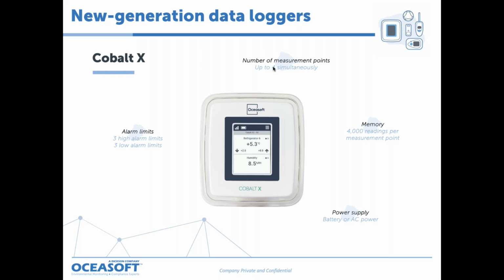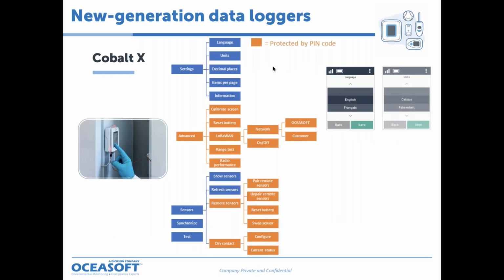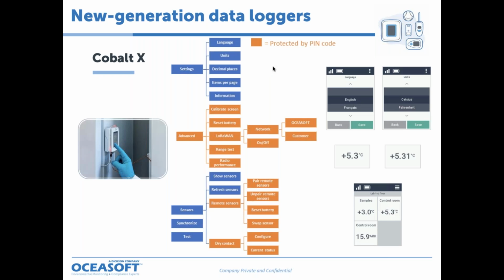One of the other standout features on Cobalt X is the color touchscreen, which you can even operate with gloves. So users can access a variety of features directly on the screen, such as language, choice of Celsius or Fahrenheit, the number of decimal points. They can access sensor status, the latest readings, and more. Access to some features, the more sensitive features, is protected by a PIN code.